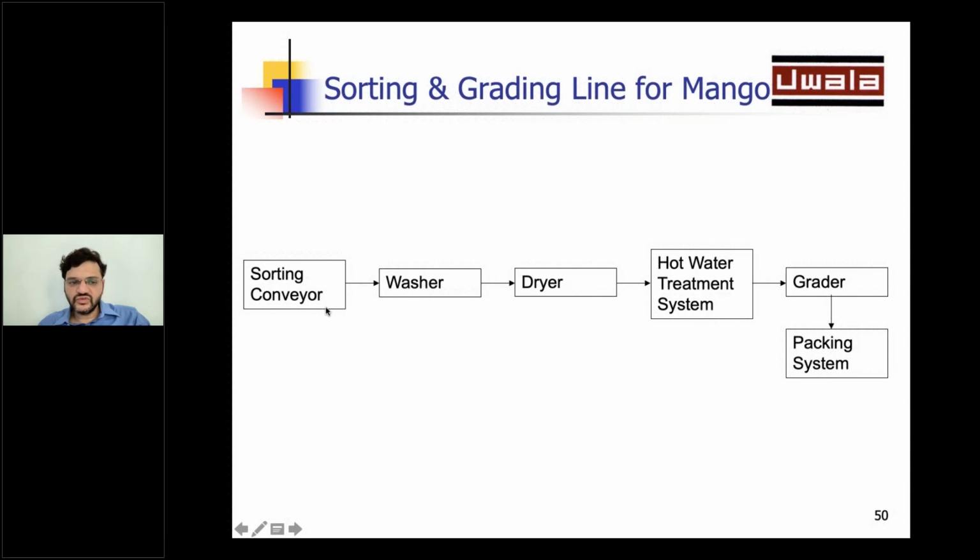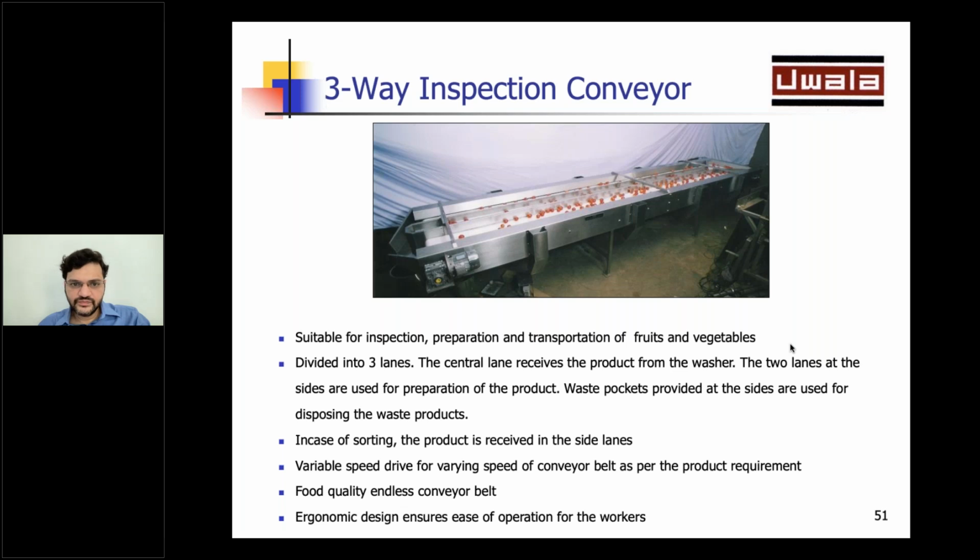So you remove the mangoes which are not desirable. You wash the mangoes, you dewater the mangoes, you do a hot water treatment of the mangoes. You essentially dip the mangoes in hot water for a certain amount of time. Then you can use a grader in order to grade the mangoes into different sizes, and then with the help of a packing system, you can pack the mangoes.